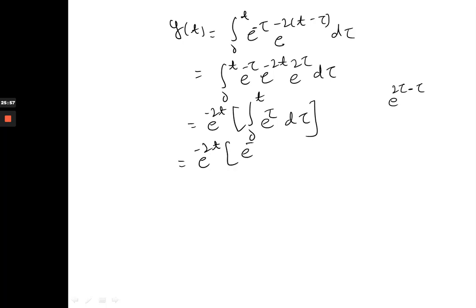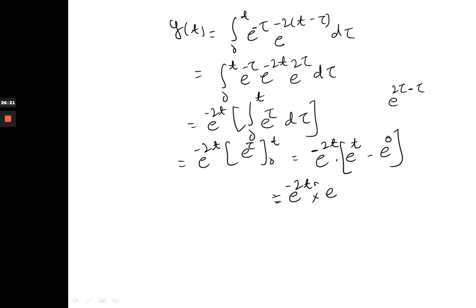Then integrate this, and after integrating this and substituting the limit, this is e raised to minus 2t, e raised to tau divided by 1, 0 to t, this is e raised to minus 2t into e raised to t, then minus e raised to 0, lower limit. This comes out e raised to minus 2t into e raised to t minus e raised to minus 2t. This is e raised to minus 2t into e raised to t. This becomes e raised to minus t minus e raised to minus 2t.